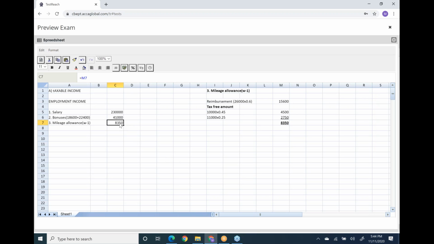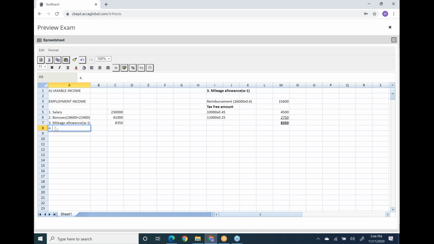Now let's connect it. I have connected 8350 in the main sheet. Now, three things we have already done: salary, the first thing; bonus, the second thing; the third thing is mileage allowance.